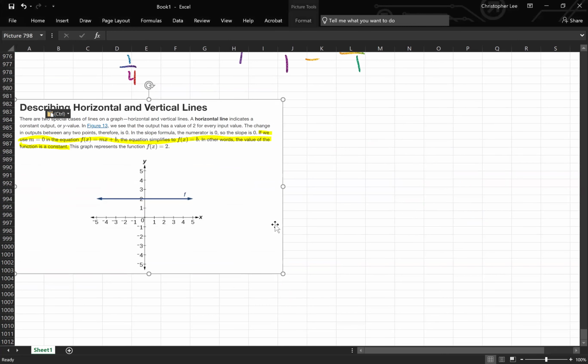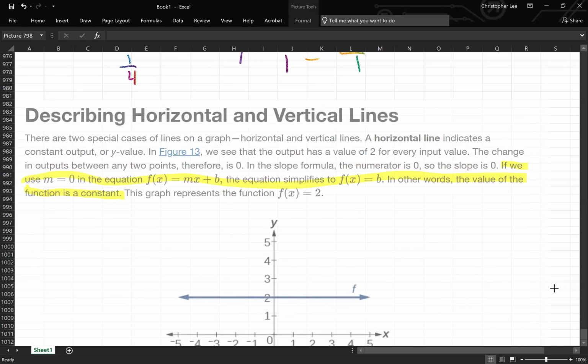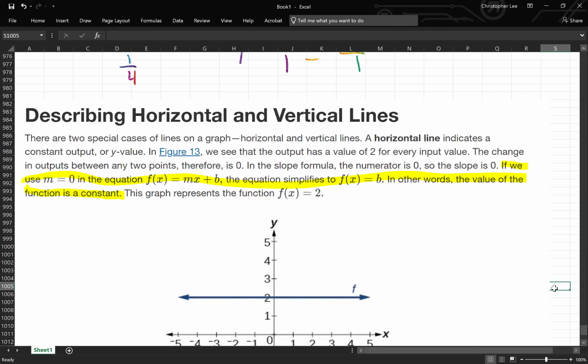So we're describing horizontal and vertical lines here. There are two special cases of lines on the graph, horizontal and vertical. A horizontal line indicates a constant output or y value, right? As you can see in the figure, the output has a value of 2 for every input value.